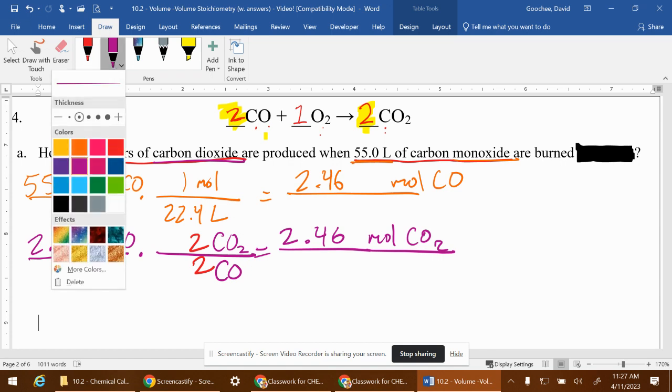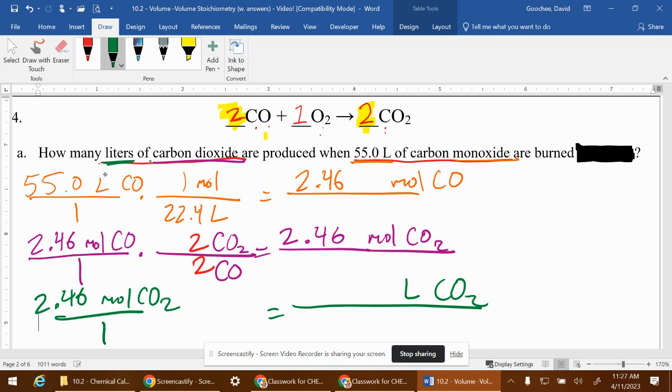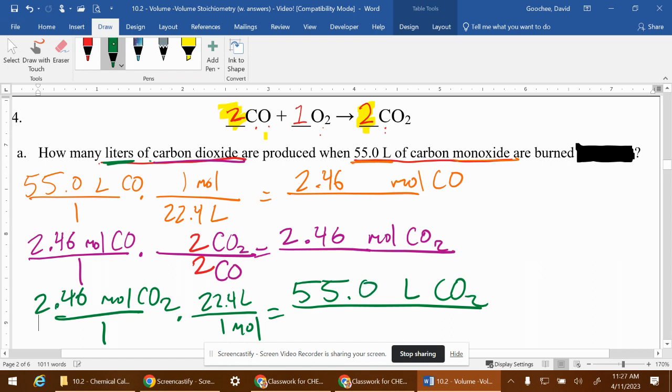Last step, this problem doesn't want moles of carbon dioxide. It wants liters of carbon dioxide. So we're going to take 2.46 moles of CO2. We want to convert it into liters of CO2. So to go from moles into liters, you multiply by 22.4 liters for every 1 mole. Plug that into your calculator and you should get 55 liters of carbon dioxide. It's the exact same amount, all right?